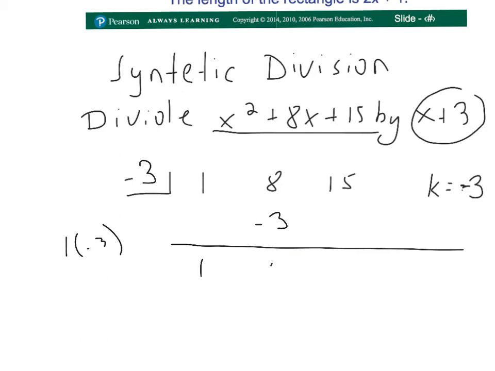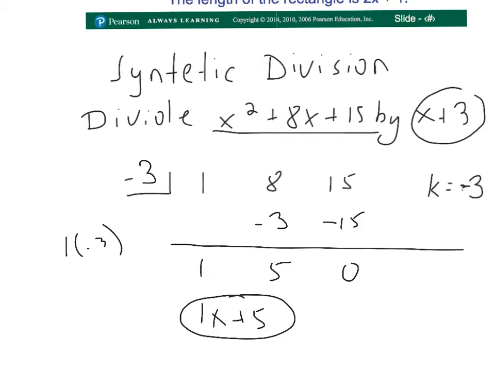8 plus negative 3 is 5. Okay? And then I'm going to multiply 5 times negative 3, which is negative 15. Okay? And if you add 15 plus negative 15, the answer is 0, and that's what I want. So now the remainder is 0, which technically means that this is 1x plus 5. So my answer to this question is, when you divide x squared plus 8x plus 15 by x plus 3, the answer is x plus 5.